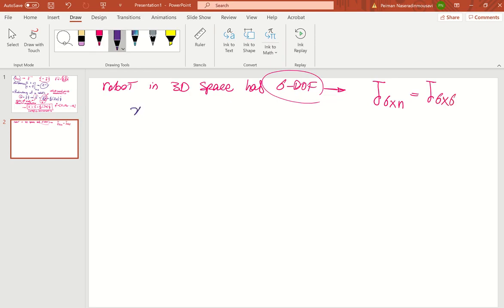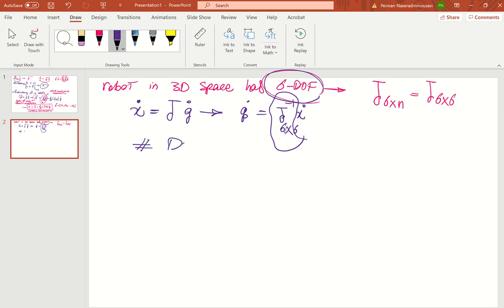So in this case, if you have x dot, our famous relation that I taught in the first class and extended to Jacobian matrix, is x dot equals J times q dot. Now you can easily say q dot is equal to J inverse times x dot, because this is 6 by 6. 6 by 6 has an inverse, right? Why? Because the number of degree of freedom is equal to the number of coordinates in the space.